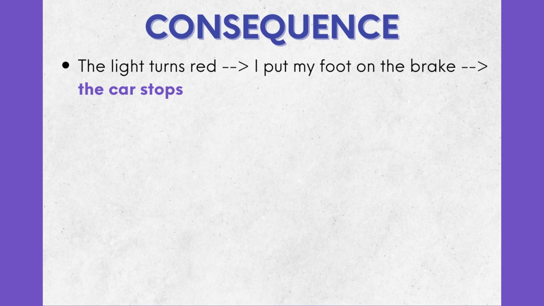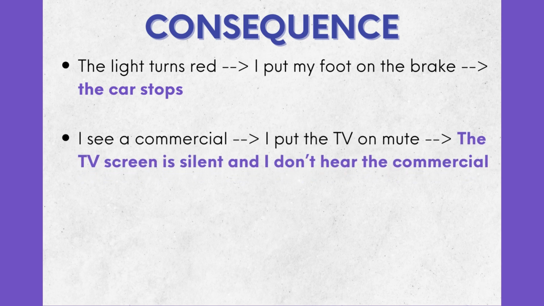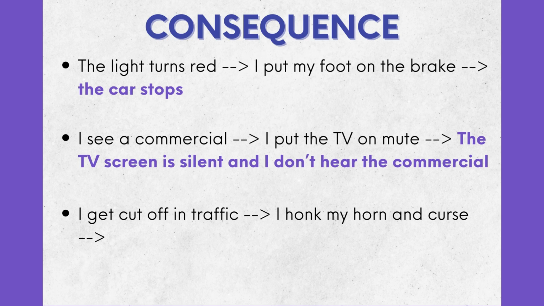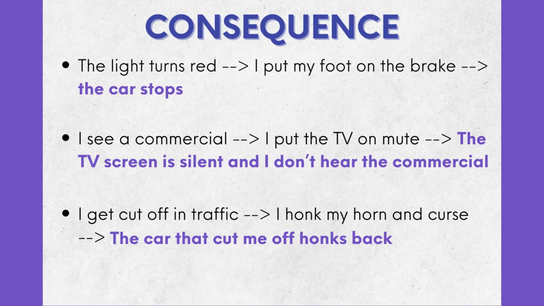The light turning red is the antecedent, putting my foot on the brake is the behavior, and the car stopping is the consequence. If I see a commercial, I put the TV on mute, and the consequence is the TV screen is silent and I don't hear the commercial anymore. If I get cut off in traffic and I respond by honking and cursing, what do you think the consequence might be? The car that cut me off might honk back.